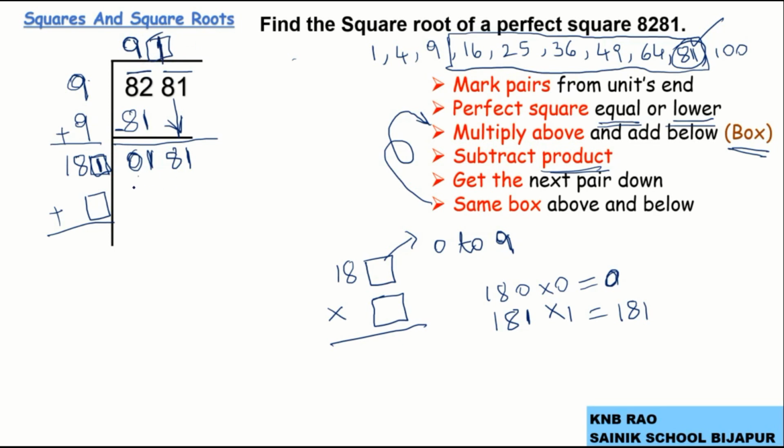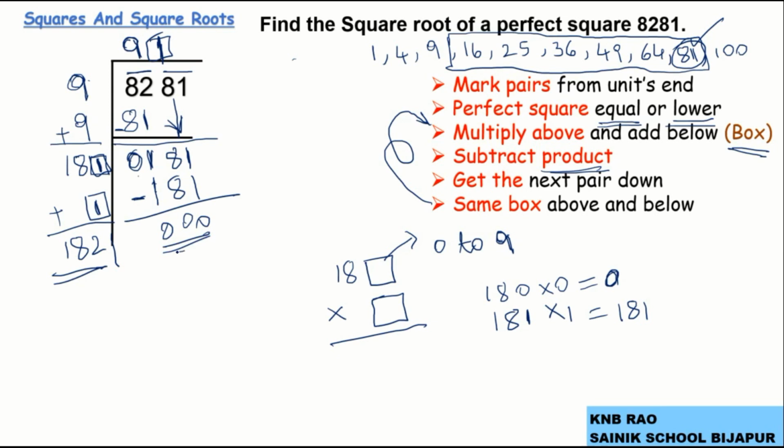So 181 ones, multiply above we did, then add below, 181 plus 1 is 182. So 182 we have got here. If at all I want to continue, the divisor will be 182. Now in this step repetition, subtract the product. 181 ones is 181, this is the product which I have to subtract. 181 minus 181 gives me 0.